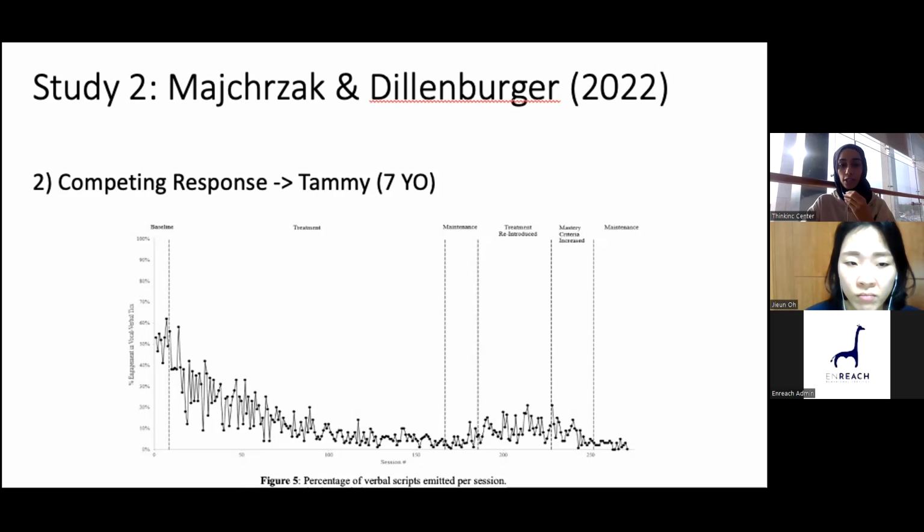And the intervention was that upon observation of the target behavior, this vocal stereotypy, the therapist would begin to deliver high probability tasks until Tammy responded to 3 consecutive tasks in the absence of the target behavior. And then they would deliver reinforcement.